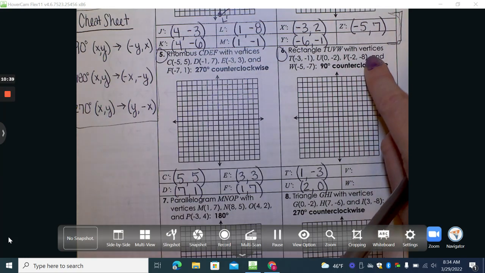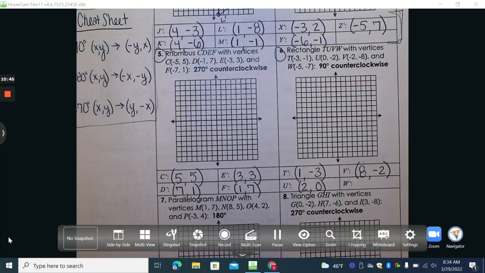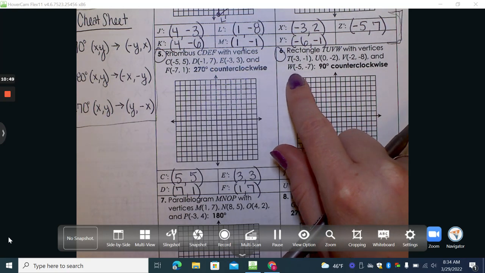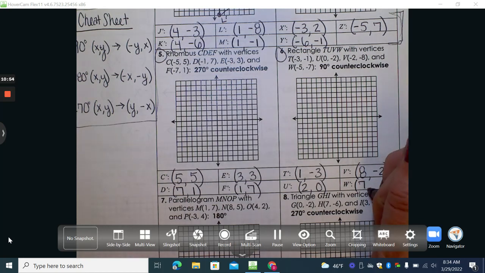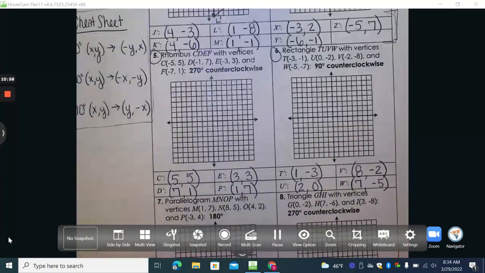Negative 2, negative 8, my negative 8 is going to go first and it's going to become positive 8. I keep that negative 2 the same. Negative 5, negative 7, my negative 7 is going to come first, but it's going to become positive 7. Negative 5 stays the same.